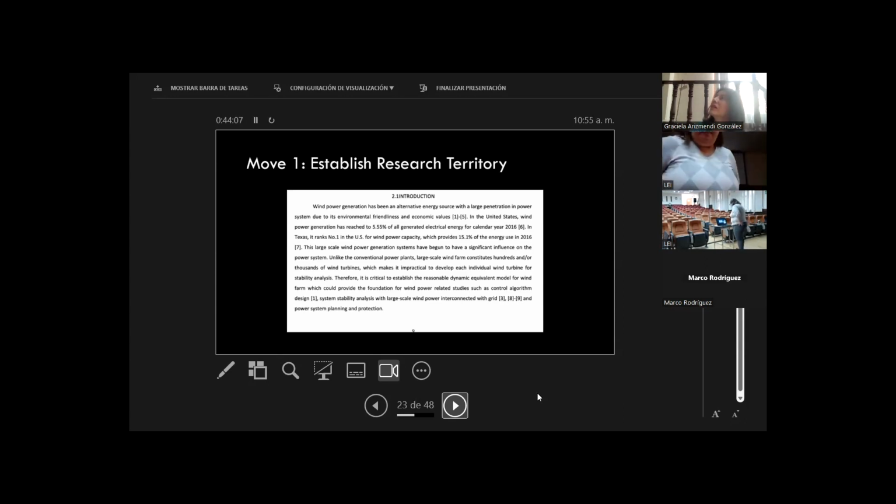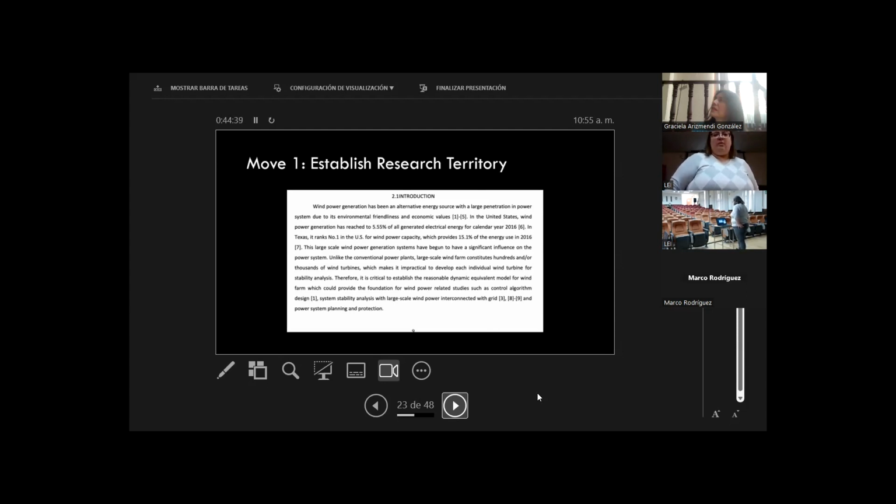Wind power generation has been an alternative energy source with a large penetration in the power system due to its environmental friendliness and economic values. In the United States, wind power generation has reached 5.55% of all generated electrical energy for calendar year 2016. In Texas, it ranks #1 in the US for wind power capacity, which provides 15.1% of the energy use in 2016.